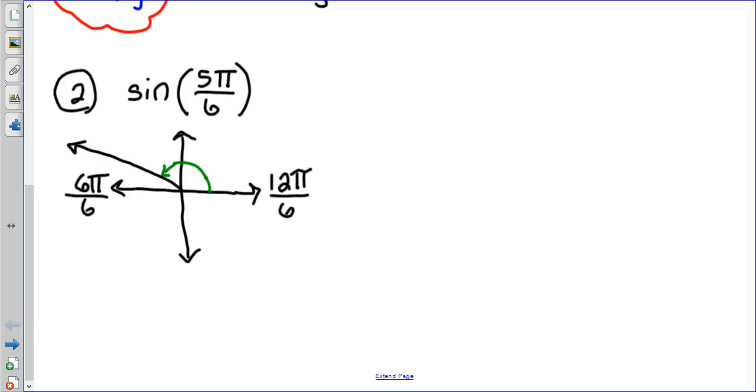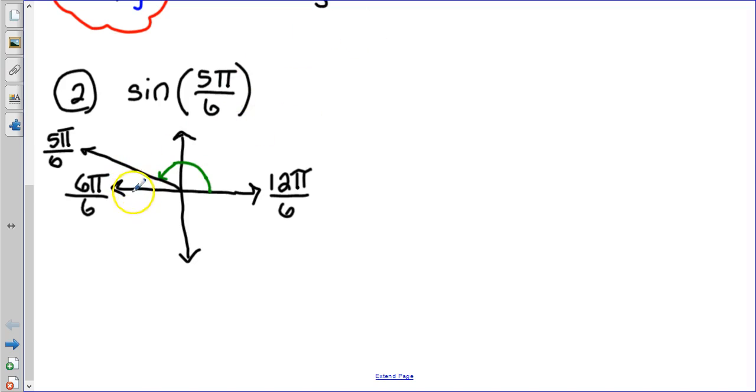And that's still a little too far. You don't want to make it look like a 45 degree. So I'm going to go even just a little more. There we go. So there is 5 pi over 6. Now that I've drawn my angle, I want to ask myself, what's my reference angle? What's the shortest distance from the terminal side to the x-axis?